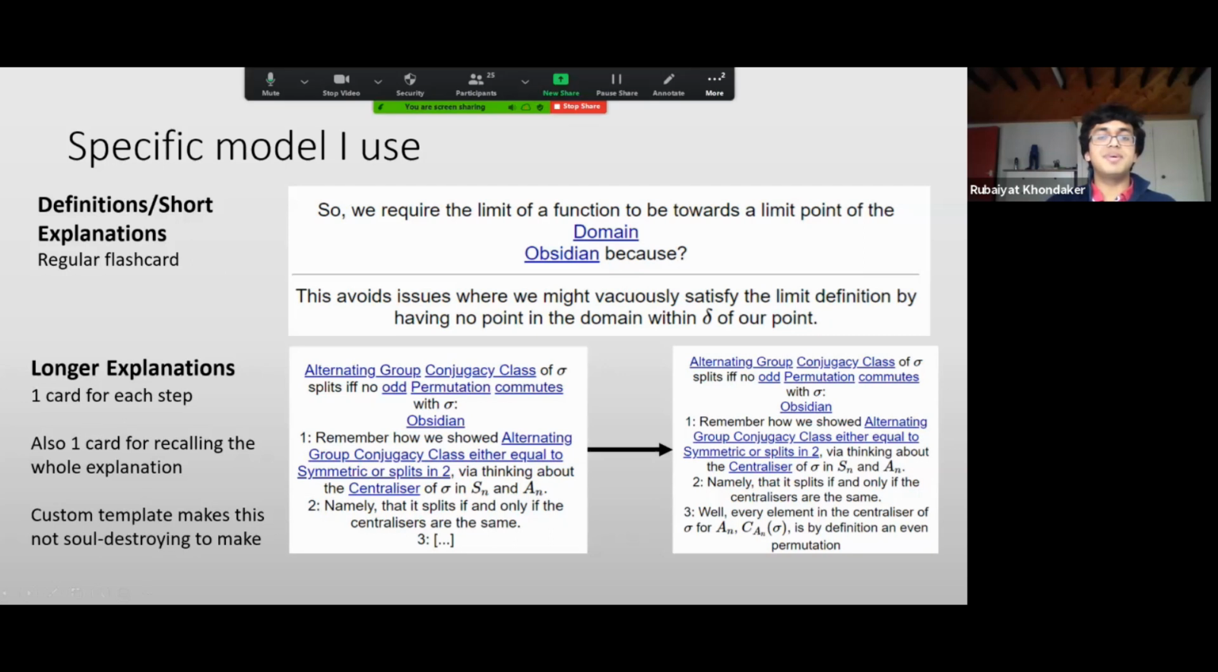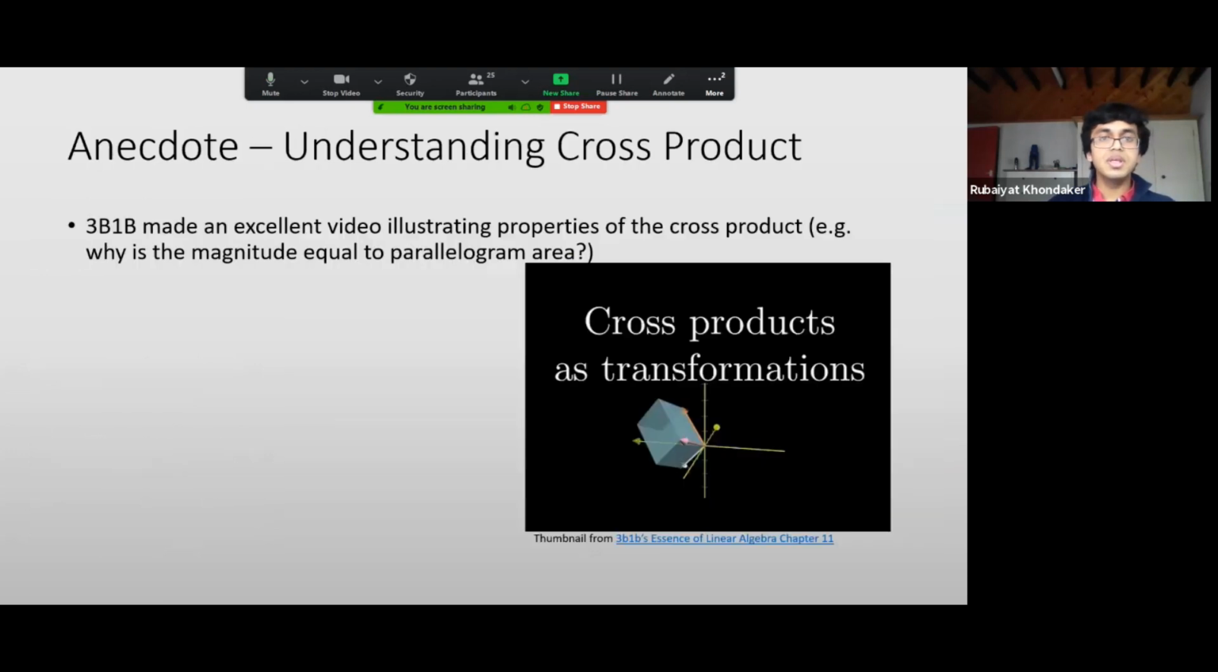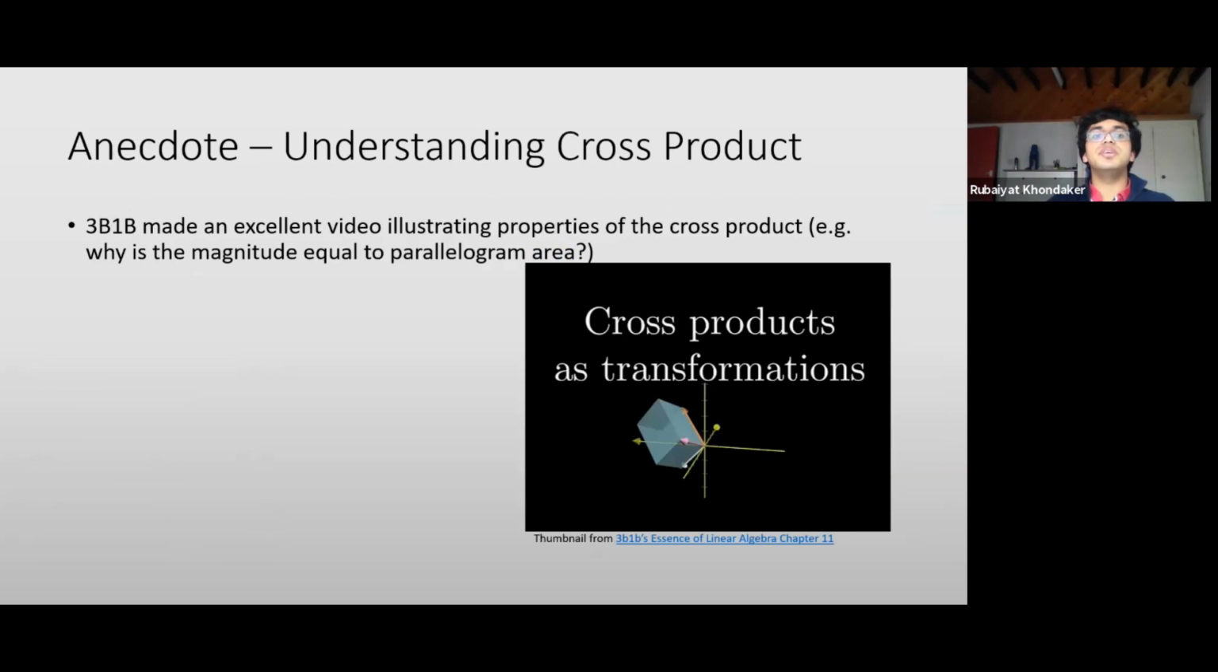So this is the specific model I use. I basically have two different kinds of cards, where I have definitions or short explanations for a regular flashcard, and also some longer explanations, where I have basically one card for each step and also one card for everything. I have a custom template in Anki, which makes it not completely terrible to make. You can actually, okay, a 7-step proof, you have to have 8 cards. It's terrible.